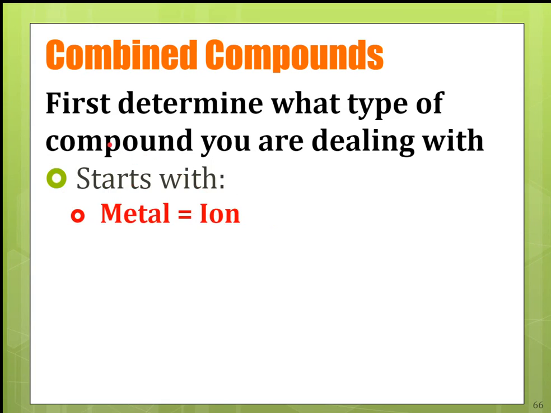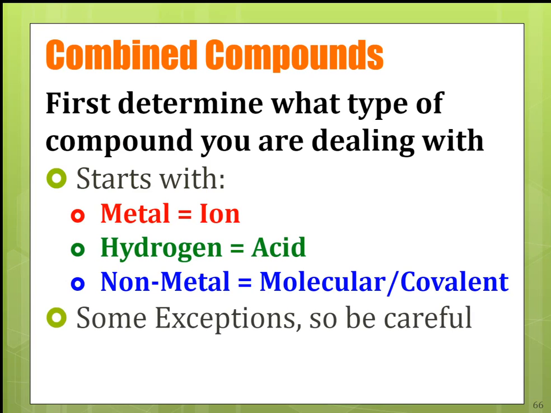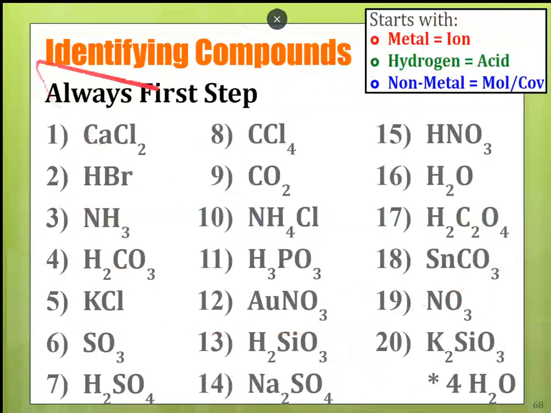Do your cancel, your simplify, your crisscross. If it starts with hydrogen, it's probably an acid, in which case you're still going to treat it like an ion with an extra name at the end. And if it's a nonmetal, it's going to be molecular covalent, in which case look at the prefixes, or look at the subscripts, that will determine your prefixes, and you're golden from there. There are some exceptions. So the first, identifying what it is. If it starts with the metal, it's an ion, hydrogen's an acid, nonmetal is molecular covalent.